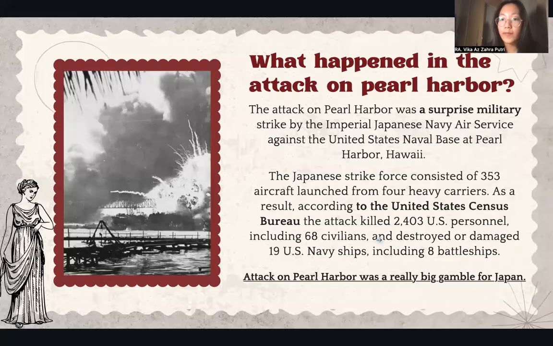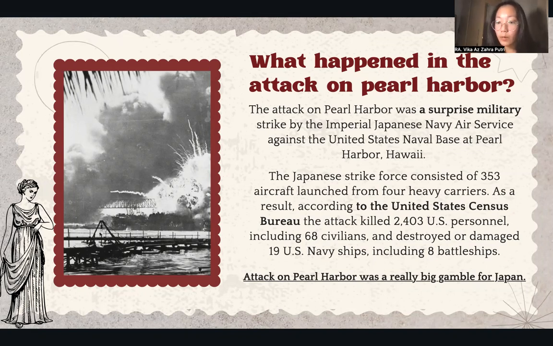So what happened in the attack on Pearl Harbor? The attack on Pearl Harbor was a surprise military strike by the Imperial Japanese Navy Air Service against the U.S. Naval base at Pearl Harbor, Hawaii. And as a result, according to the U.S. Census Bureau, this attack killed 2,403 U.S. personnel, including 68 civilians, and destroyed or damaged 19 U.S. Navy ships, including 8 battleships.